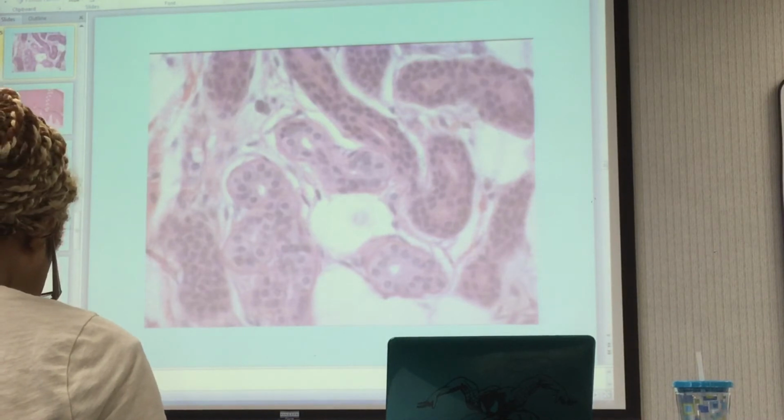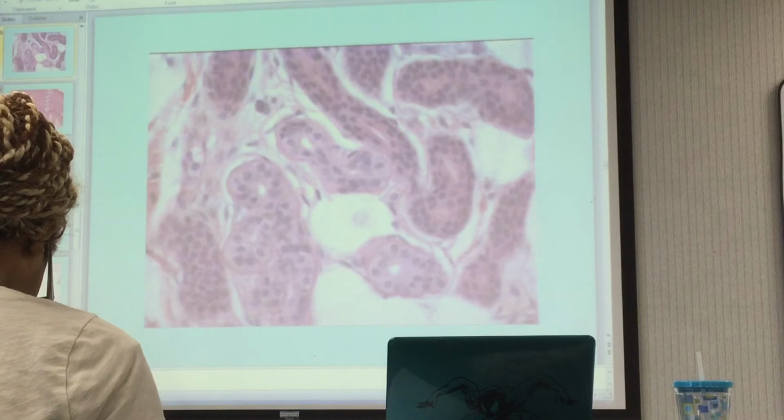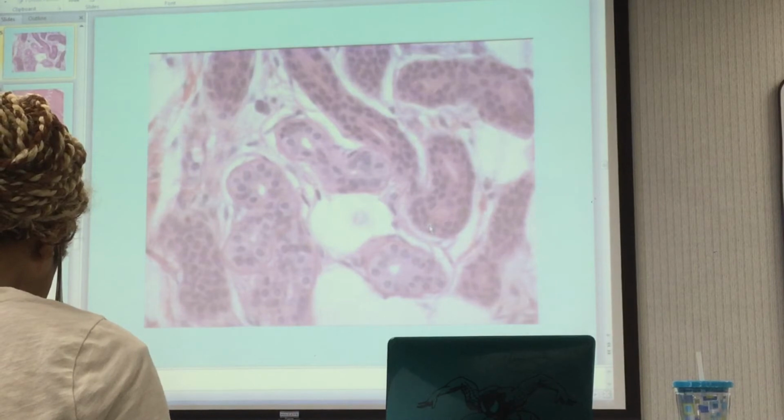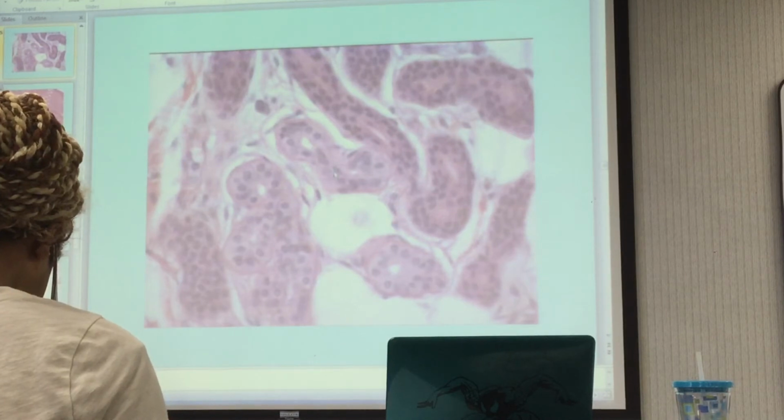What are these glands? Sweat glands. Which one is the secretory portion? Which one is the dark portion? Secretory is dark cells. These are the dark. Dark or clear cells.